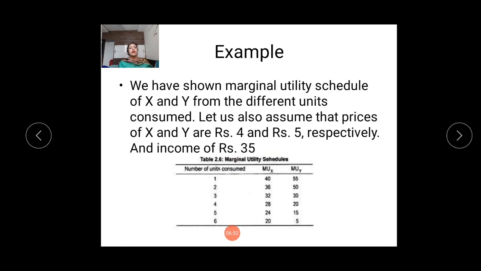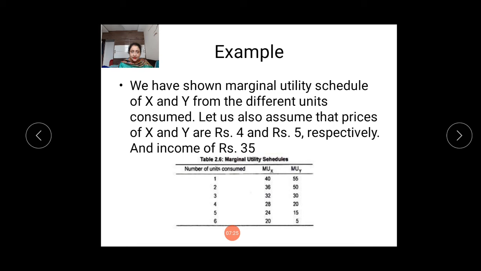Now we have shown the marginal utility schedule of X and Y with different units consumed. Let us also assume that the prices of X and Y are 4 and 5 respectively and income is rupees 35. So here what are we given with? We are given a consumer who is consuming two products X and Y, right? And prices of X and Y are given, 4 and 5 respectively, and income is given, so his resources are given, which is 35. Now he has to maximize his satisfaction.